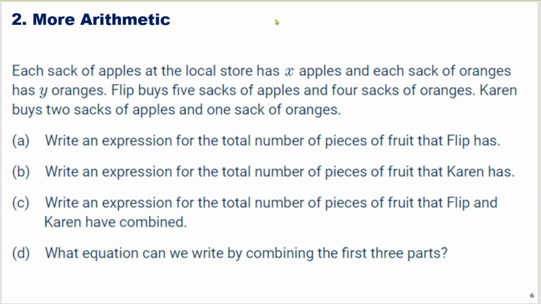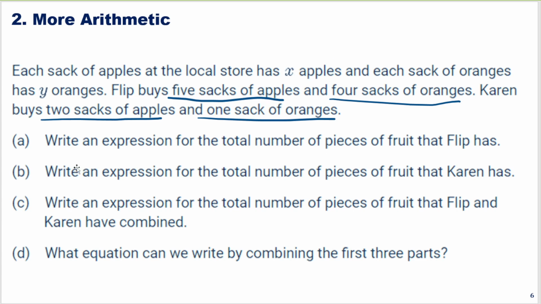So each sack of apples at the local store has X apples, and each sack of oranges has Y oranges. Philip buys 5 sacks of apples and 4 sacks of oranges. Karen buys 2 sacks of apples and 1 sack of oranges. Can you write an expression for the total number of pieces of fruit that Philip has and Karen has, and write an expression for the total number of pieces of fruit that Philip and Karen have combined? And last question, what equation can we write by combining the first 3 parts?